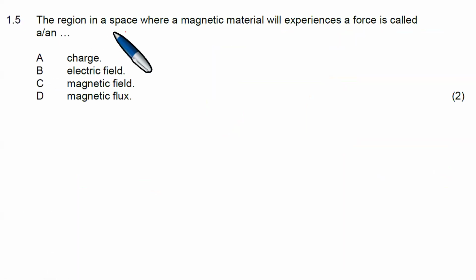Next point, 1.5. The region in a space where a magnetic material will experience, okay, I made a typo there, will experience a force is called a or an what? The region in space where the magnetic material will experience a force. Right, so a magnetic material experiences a force.